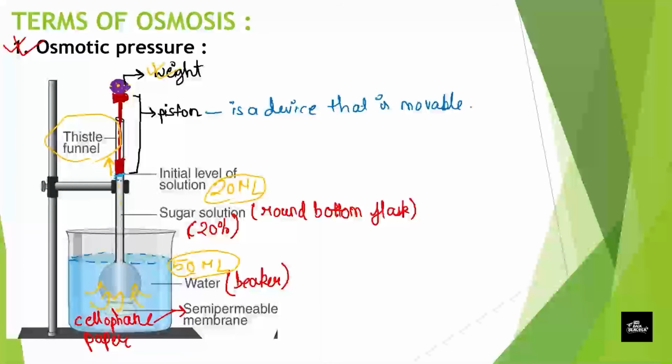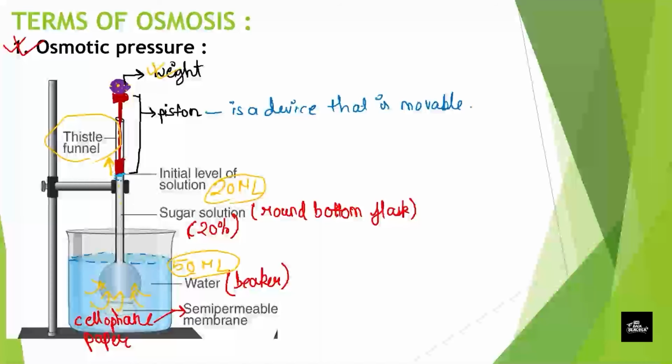So what is happening here? Water molecules are entering. Water molecules are exerting a force inside the liquid column of the thistle funnel. And an equal and opposite amount of force is being exerted by the piston over the water column as well.